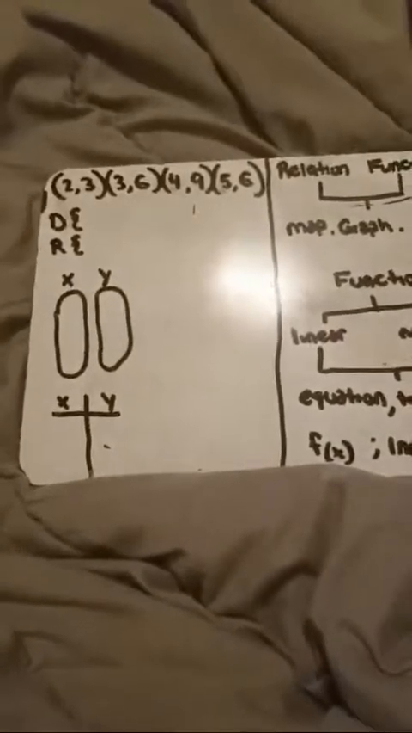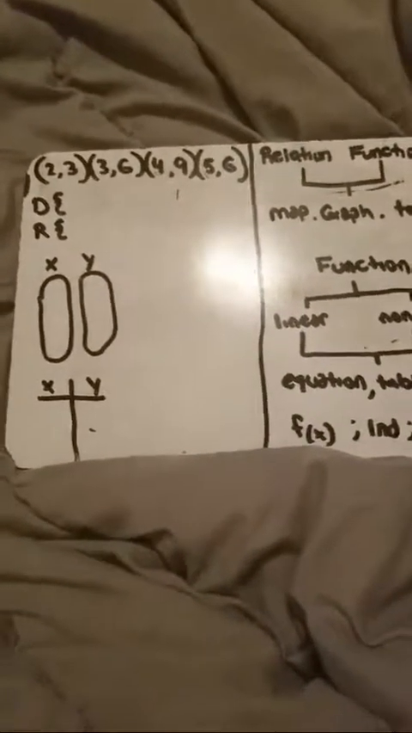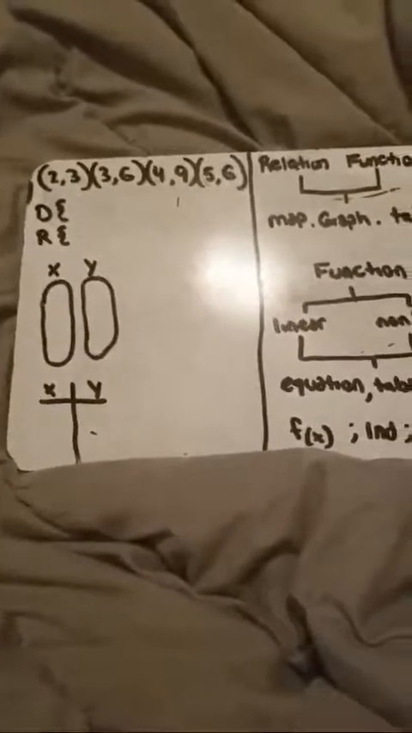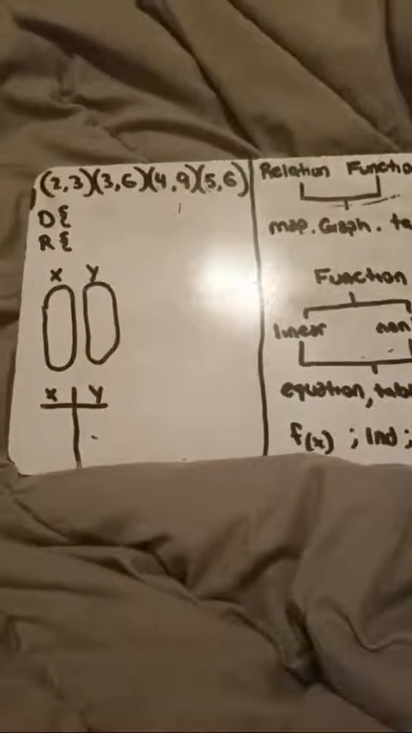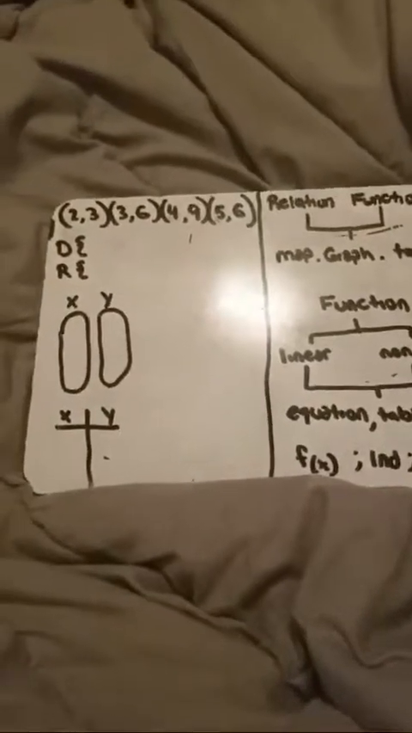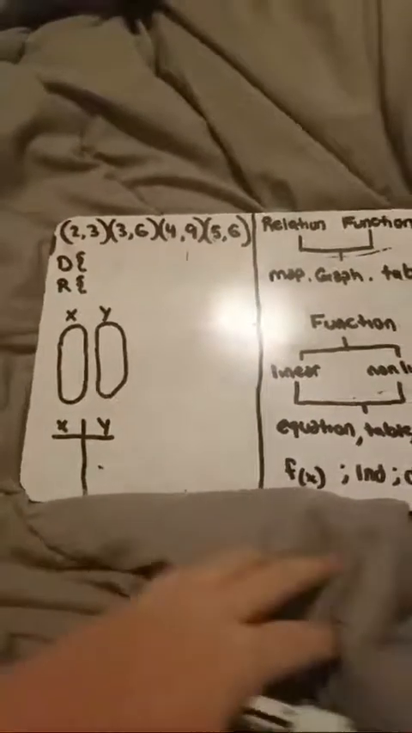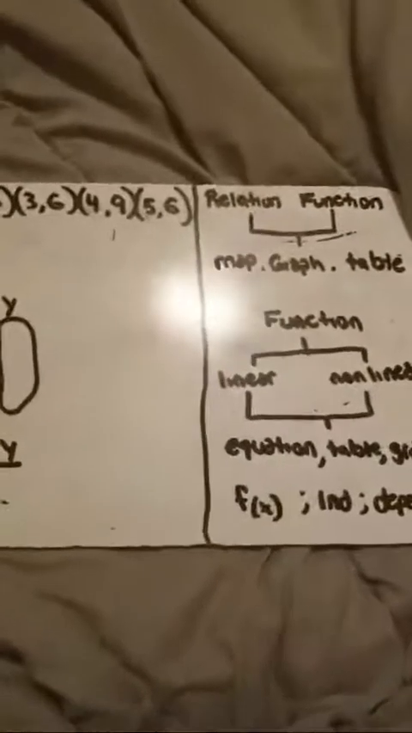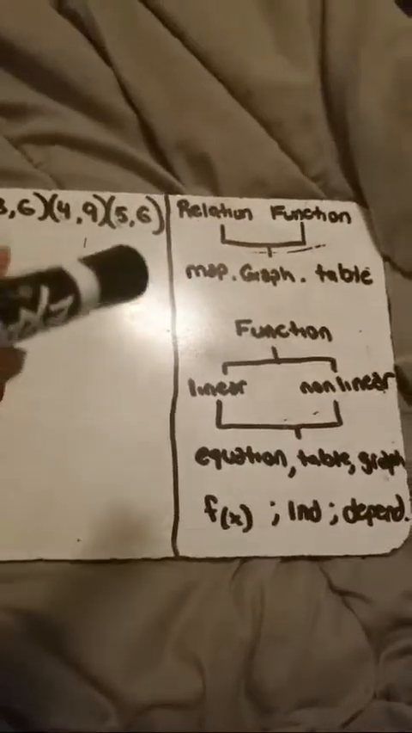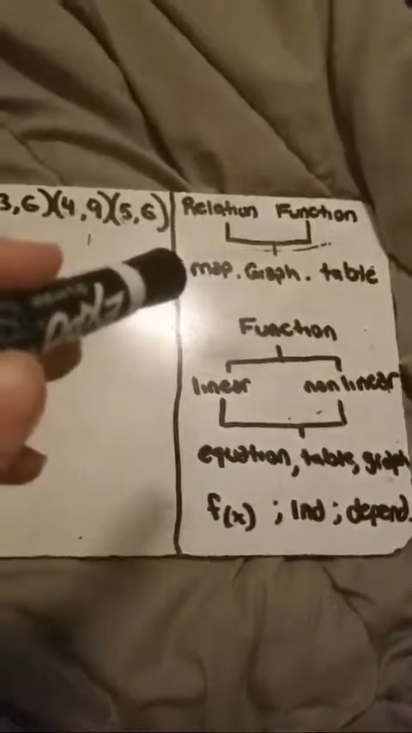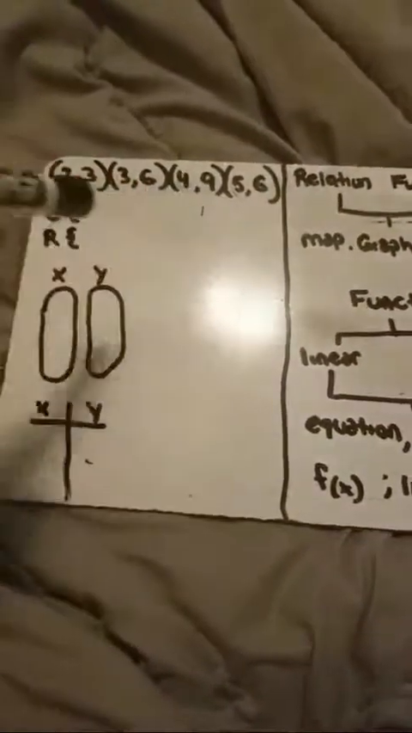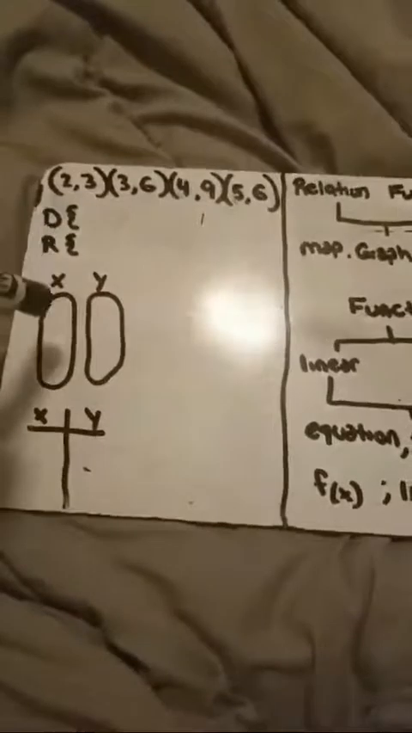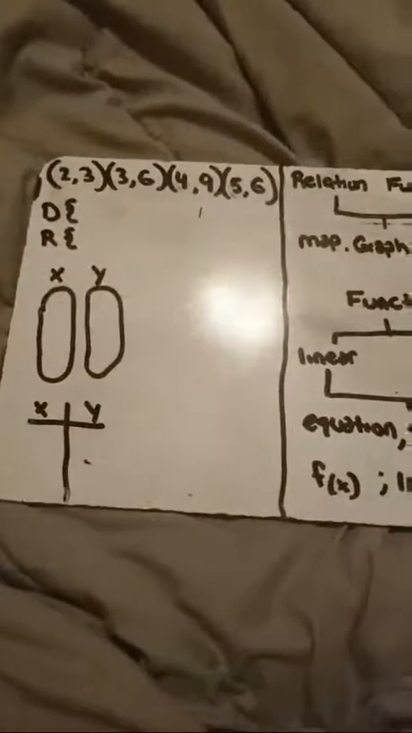Let's start. So, the very first thing we're going to go over is relation versus function. The three different kinds of representation we learned about are maps, graphs, and tables. I've drawn out a data set here, and here's our domain, range, our map, and our table. And obviously, we all know how to graph.